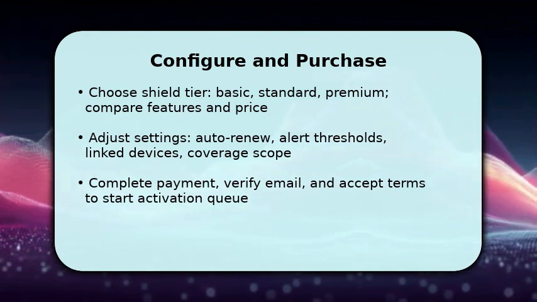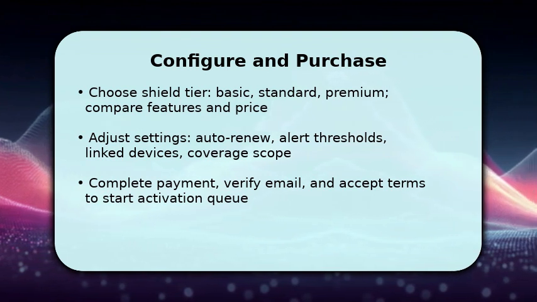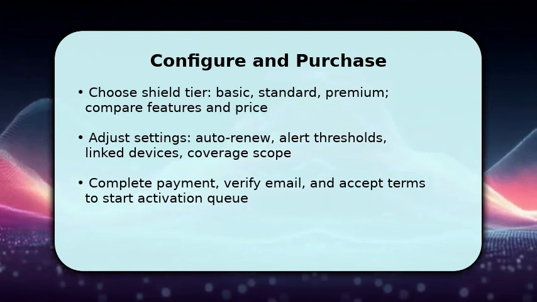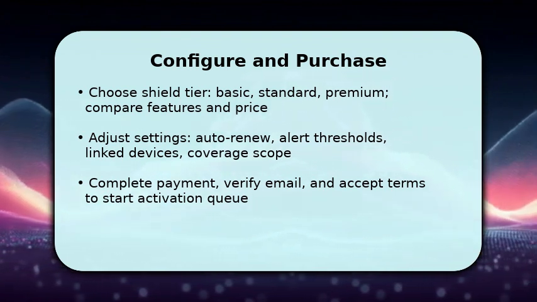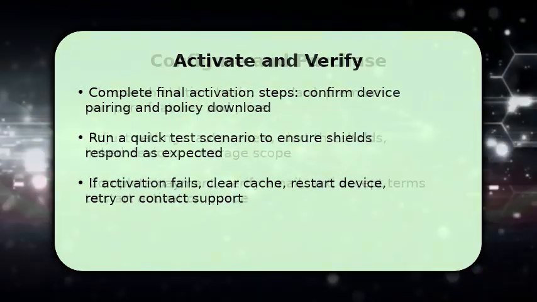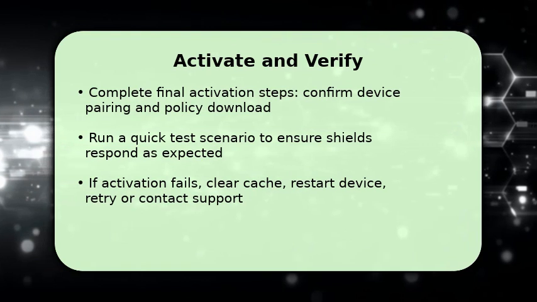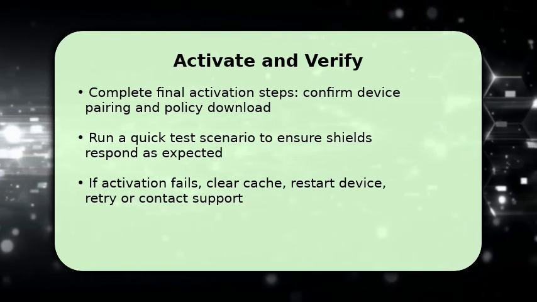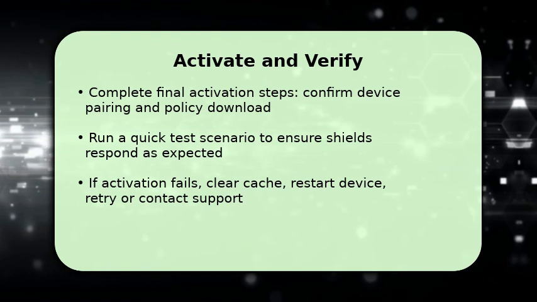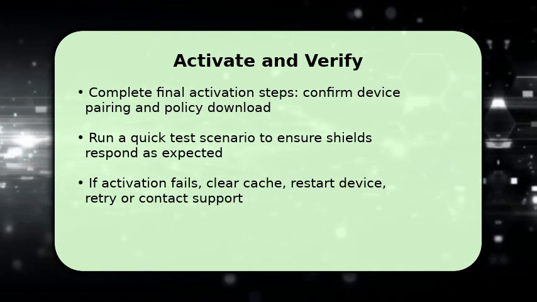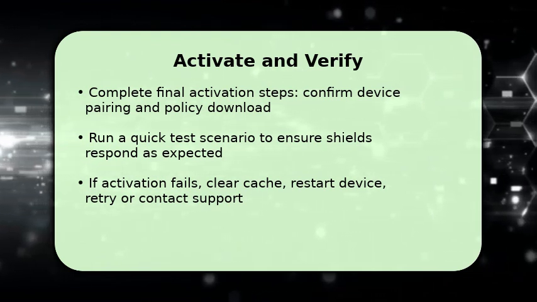Make sure to verify your email and accept terms, because those steps push your order into the activation queue, and you finish by activating and verifying the Shield so it actually protects you. Follow the final prompts to pair your device, download the policy bundle, and accept any on-device security prompts. Then run a brief test scenario to confirm alerts and protections trigger properly.